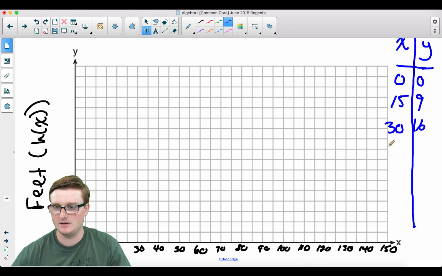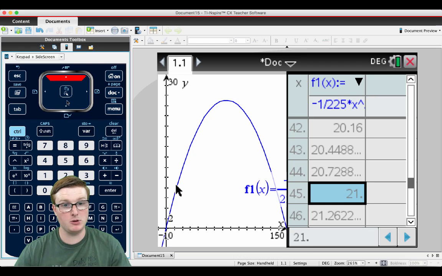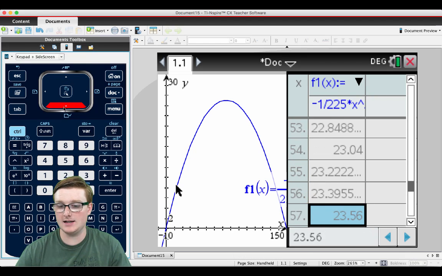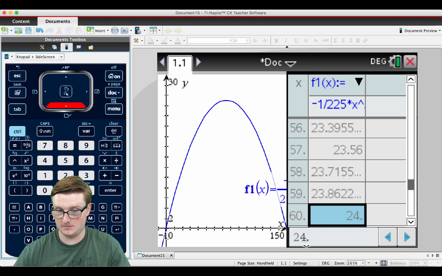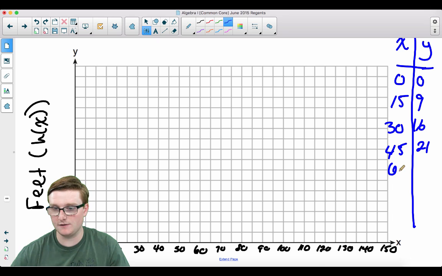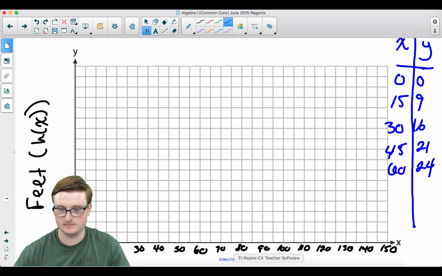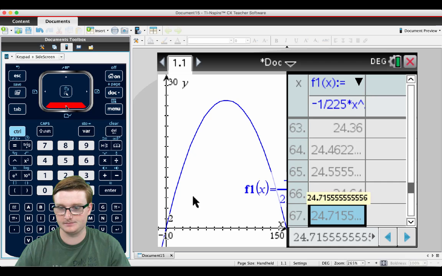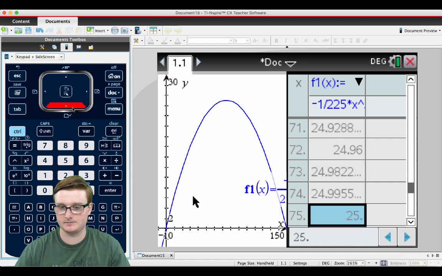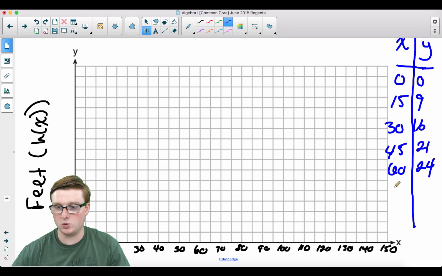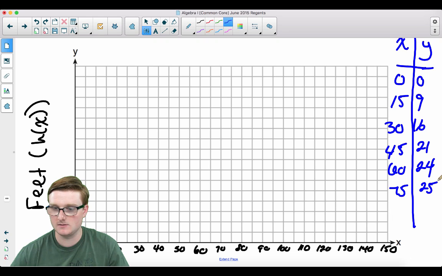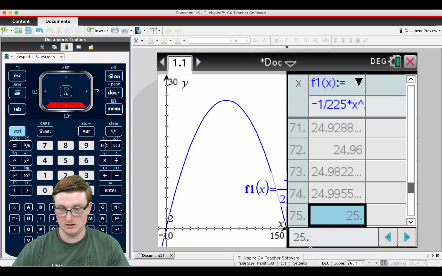4521. And keep on going. Just keep plugging away. It's going to be fine. We're just going to graph these. So 6024. 7525. Oh my goodness.